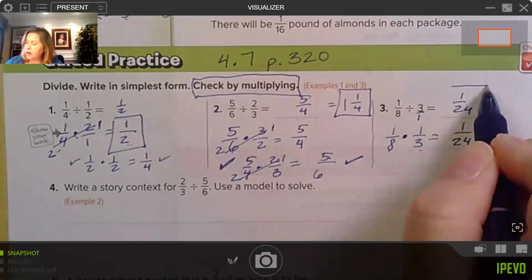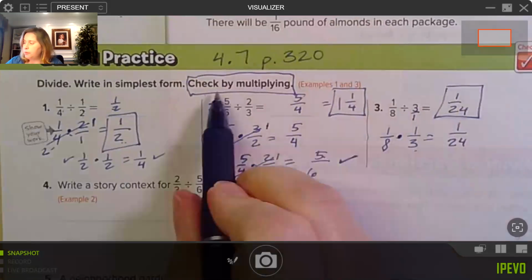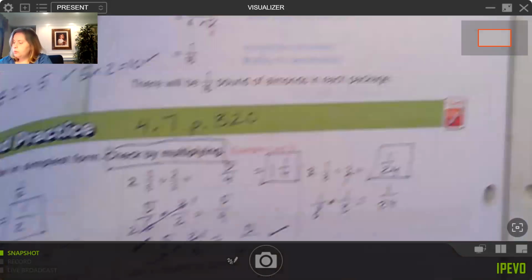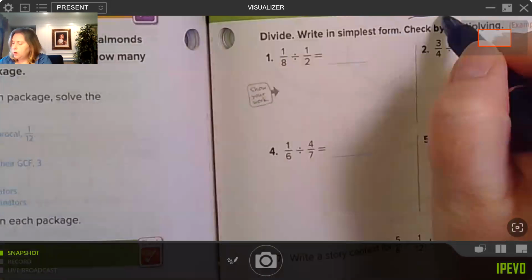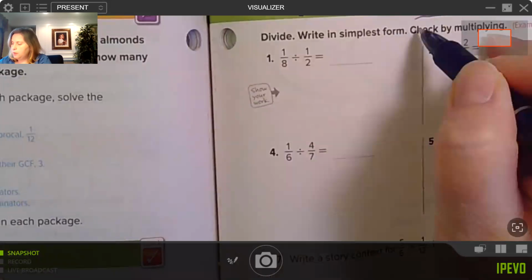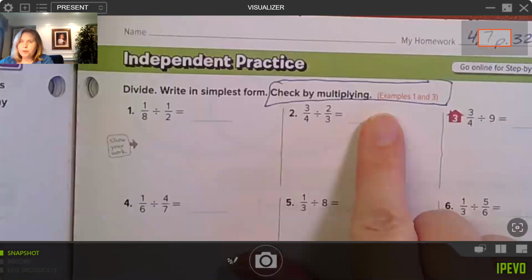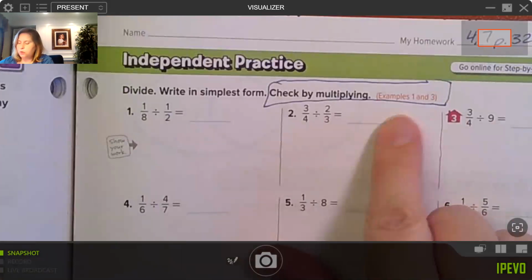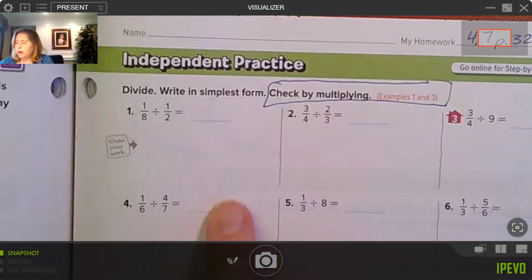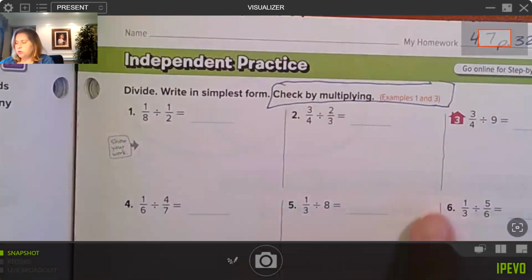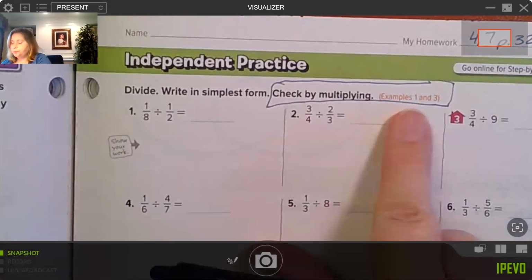And then I want to check by multiplying. When you do your homework tonight for numbers 1 through 6, you also need to check by multiplying. And they give you examples 1 and 3, which are similar to these problems. So examples 1 and 3 in the problems that we did in our notes are similar to these. So if you need to look back at your notes, you can look at those examples.